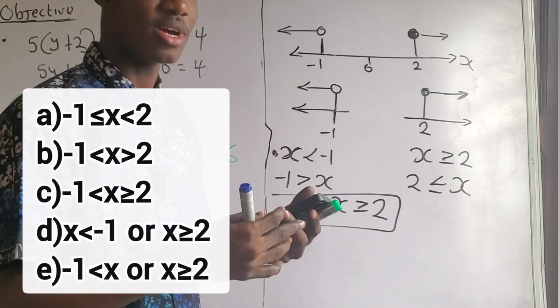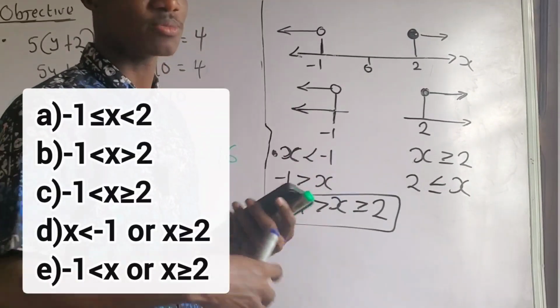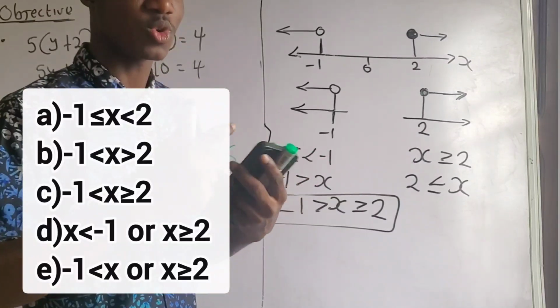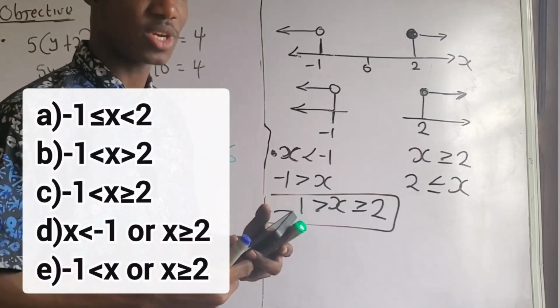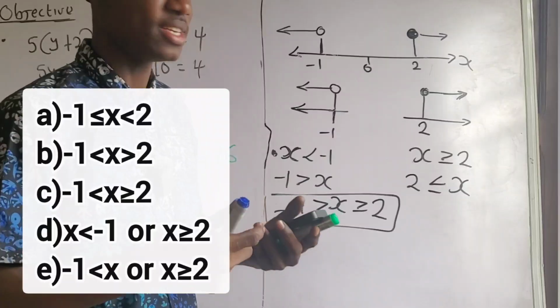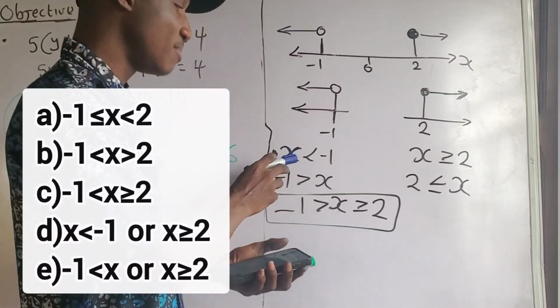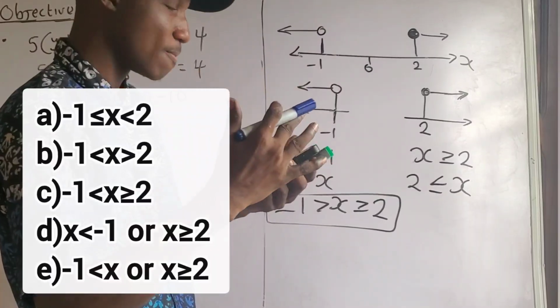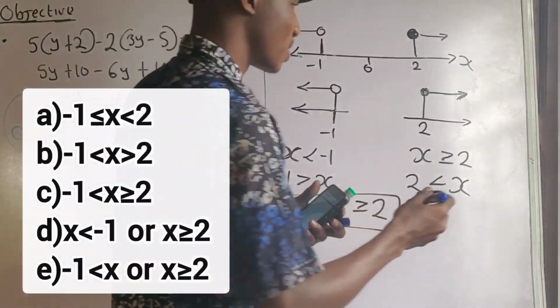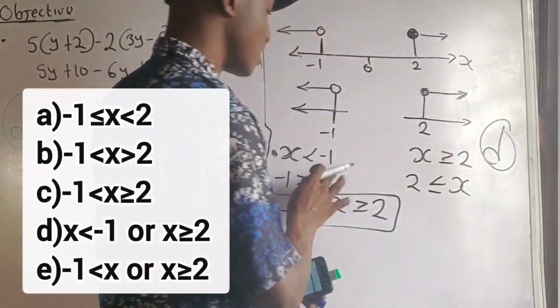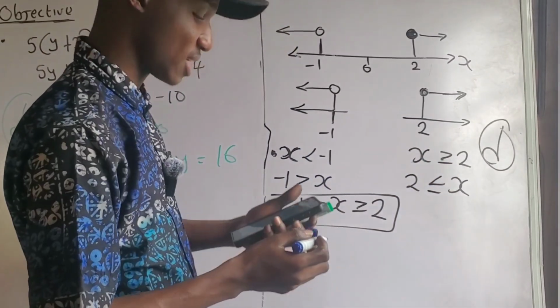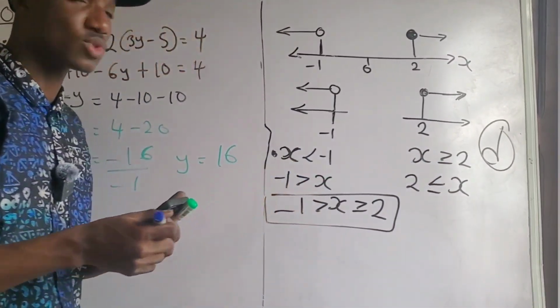And if you want to learn more on each of the topic of the question that I'm solving, you can always check the description of this video. Okay, I've done series of questions on it. So for this, they didn't merge this inequality together. So they put it separately. And the correct option is option D. That is, x is less than negative 1, x is greater than or equals to 2. Do you understand? Okay, let's proceed to the next question.